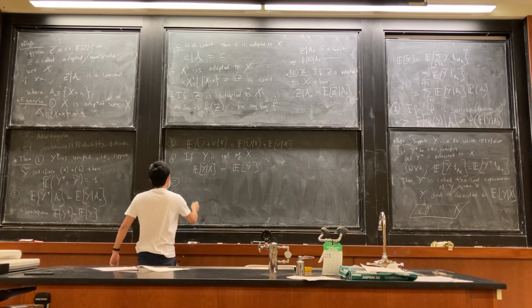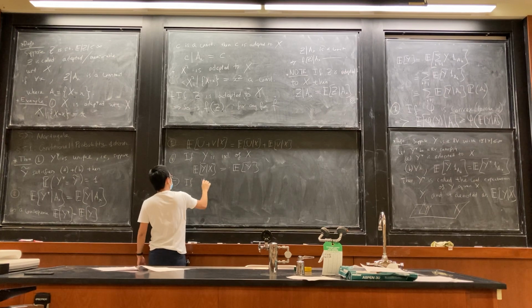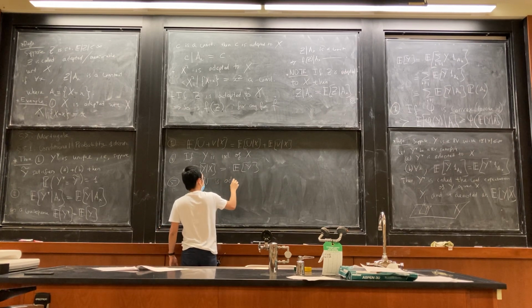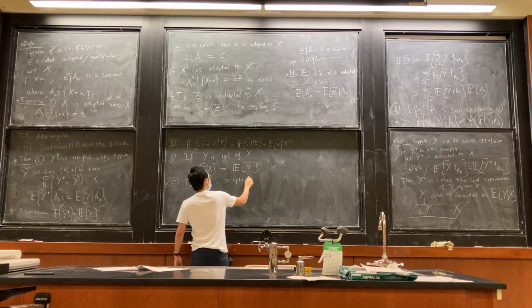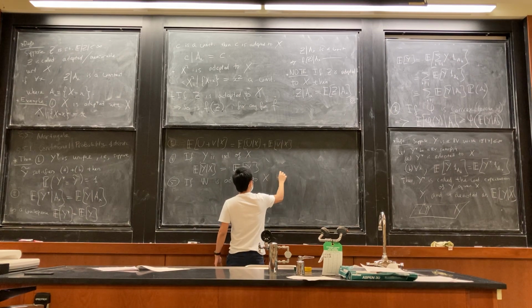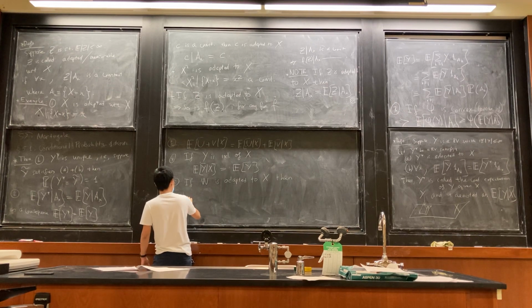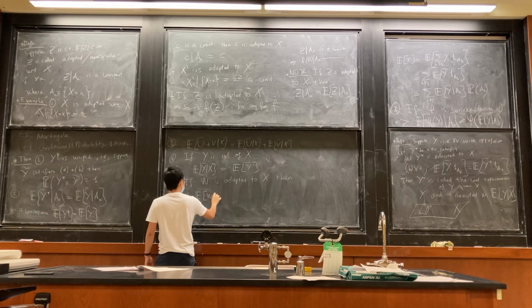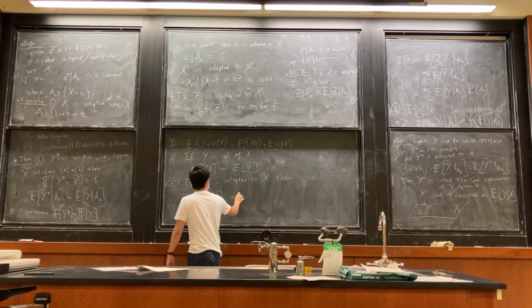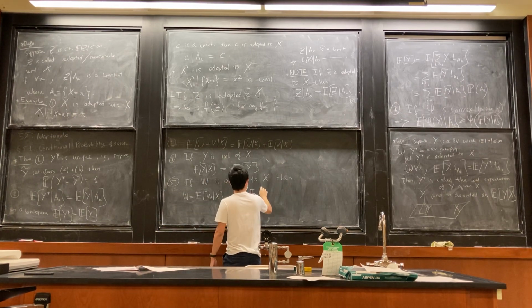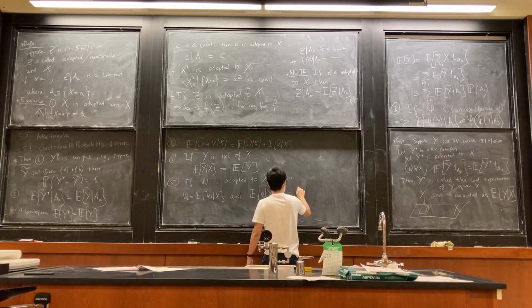If I have w adapted to x, then w is the same as w conditioned on x, and I have the conditional expected value of w y conditioned on x. This random variable is the same as w times the expected value of y conditioned on x.